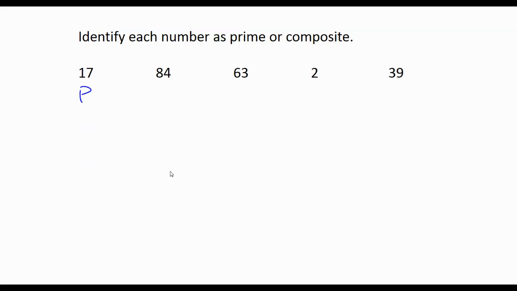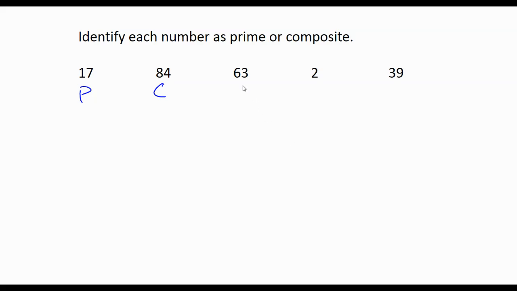17 is a prime number. The only way to get 17 is 1 times 17. 84 is composite because first off, it's an even number, so I know 2 has got to go into it, and it'd be 2 times 42. I know 12 times 7. There's a whole bunch of factors, so it is composite.